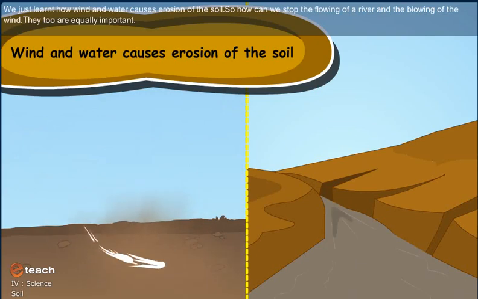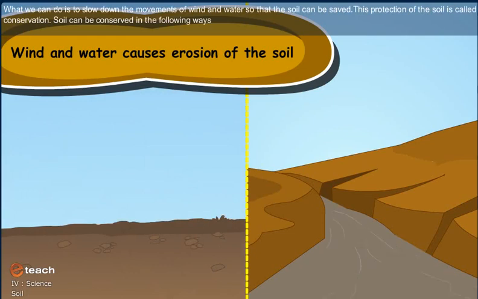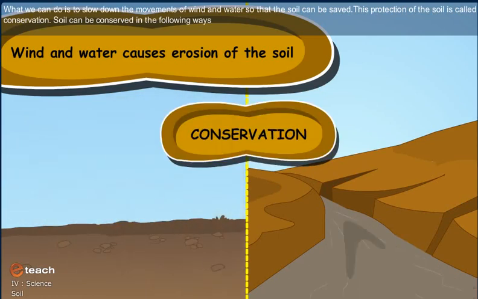We just learned how wind and water cause erosion of the soil. So, how can we stop the flowing of a river and the blowing of the wind? They too are equally important. What we can do is to slow down the movements of wind and water so that the soil can be saved. This protection of the soil is called conservation.